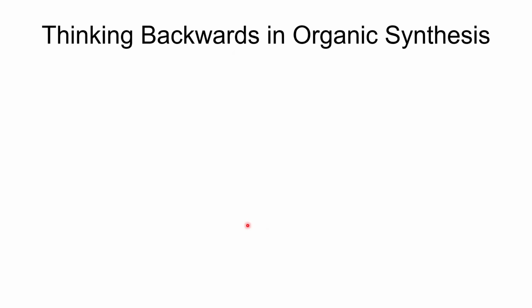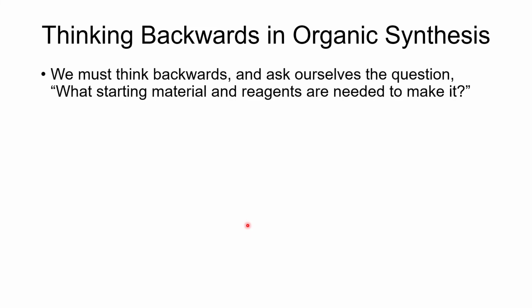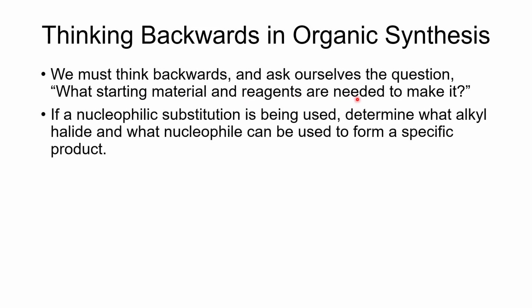So in order to do this, we want to think backwards when we're doing the organic synthesis. We want to be able to look at a product and say, how could we have come up with that using SN1 or SN2, and mostly SN2 in this particular chapter. So we want to think backwards. What starting material and reagents would we need to make that product? If we're doing a nucleophilic substitution, then what alkyl halide and what nucleophile would we have needed to make that particular product?